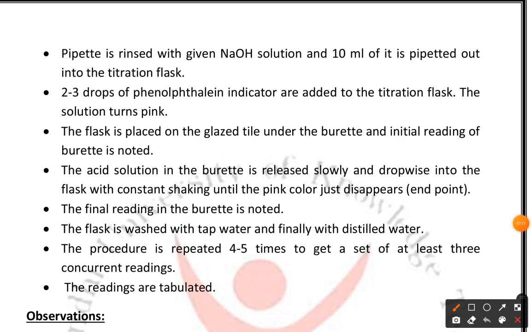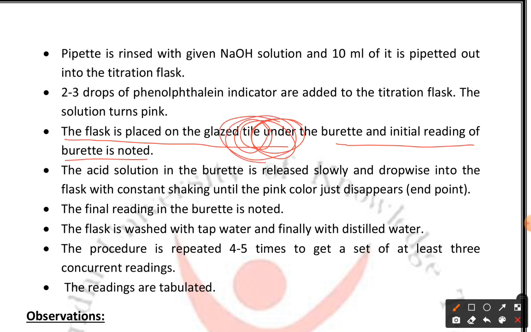Then the flask is placed on the glazed tile under the burette and the initial reading of the burette is noted. What is the use of this tile? We have to find the end point, which is pink to colorless. If the bottom is not clear, if it's not white, we are going to miss the end point. To avoid that, we use the glazed tile.